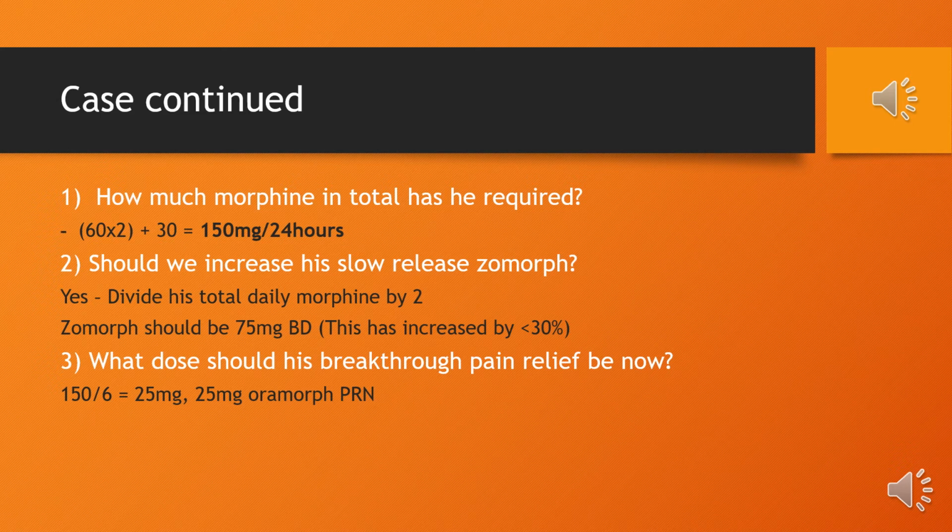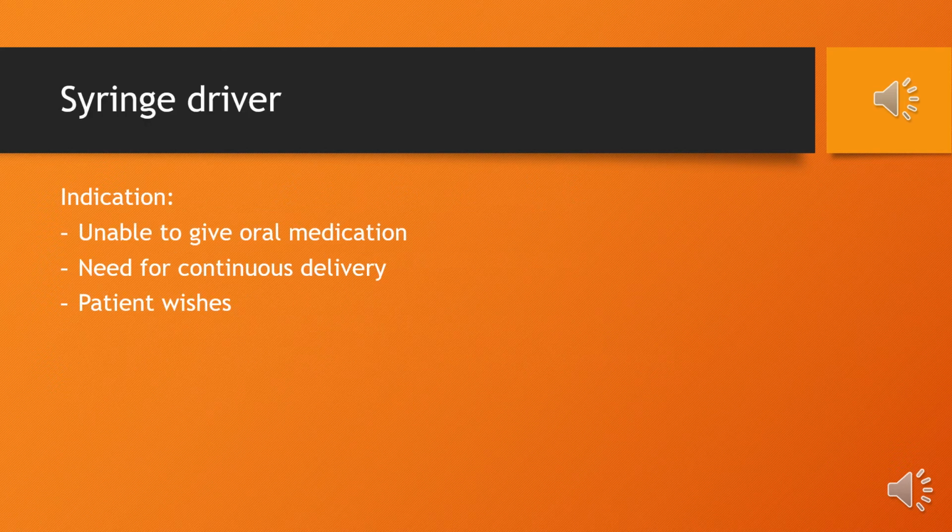So if his baseline is 150 milligrams in 24 hours, we should then calculate his breakthrough pain as 150 divided by 6, which is 25 milligrams of Oromorph. Obviously, he was having 5 milligram breakthrough pain before, so we should not increase it to 25 milligrams in practice, but the answer to this question would be 25 milligrams.